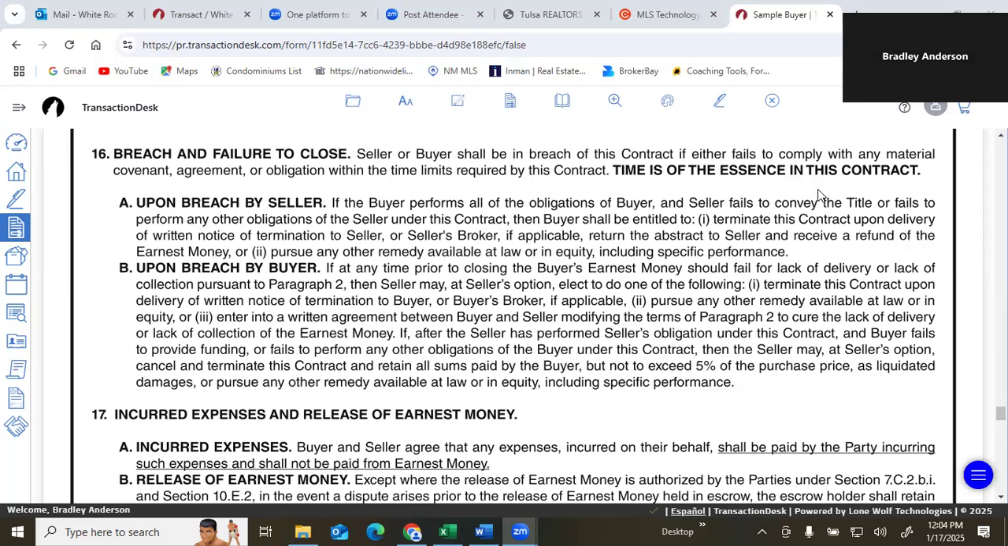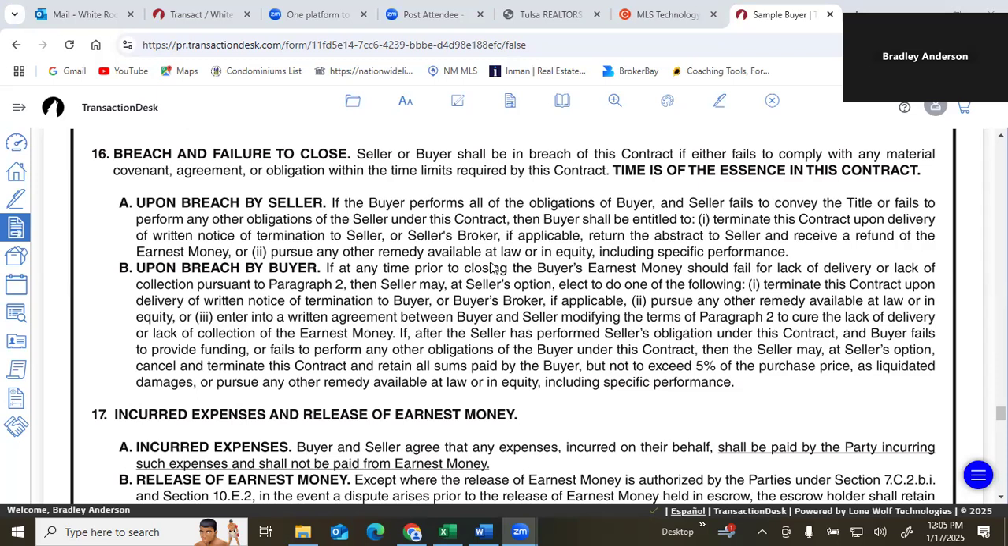So it goes on to talk about, well, what if it's breached by the seller? Well, if the buyer performs everything that they're supposed to do and the seller fails to convey the title or fails to perform any other obligation of the seller under the contract, then the buyer shall be entitled to terminate the contract upon delivery of written notice of termination to seller or seller's broker, if applicable, return the abstract to the seller and receive a refund of the earnest money, or pursue any other remedy available to them in the contract.